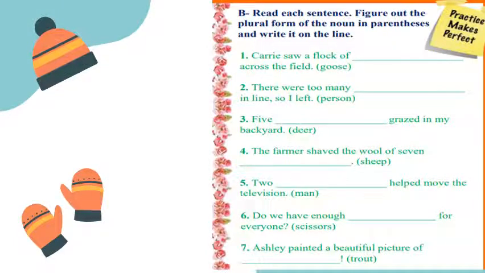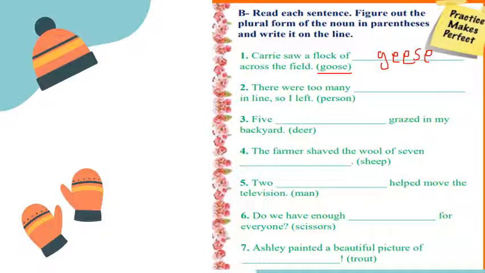Another exercise: read each sentence, figure out the plural form of the noun in parentheses and write it on the line. From the first one, I guess that these nouns are irregular. Let's see. Carrie saw a flock of blank across the field. I have to use the noun goose. Goose is in the singular. I have to change it to the plural. So do we say gooses? No, it's one of the irregular nouns, so it must become geese. So we saw a flock of geese.